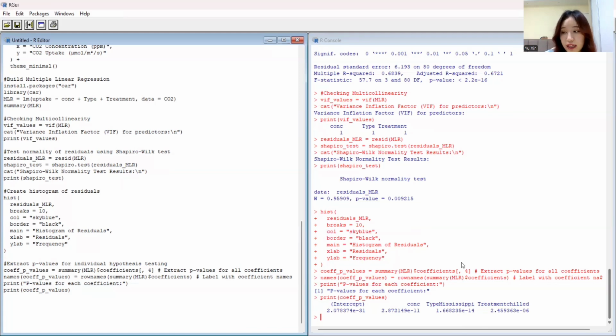To conclude, the analysis shows a moderate positive relationship between CO2 concentration and uptake. The regression model explains 68% of the variation in uptake, with CO2 concentration, plant type, and treatment all being important factors. The model's predictors are independent of each other and the residuals do not follow a normal distribution. Despite this, the small p-value confirms that each factor significantly affects CO2 uptake.